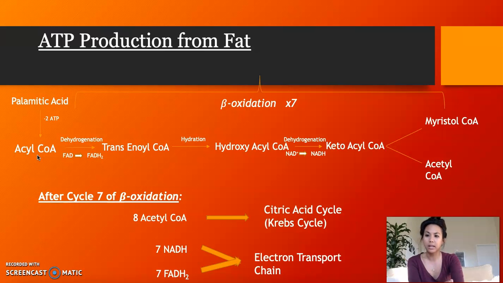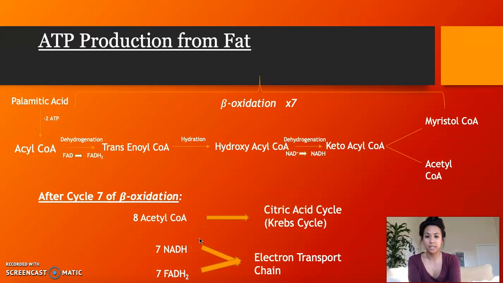Now, once that fatty acid, palmitic acid, gets converted, it goes through this cycle called beta oxidation. Now, the first stage of beta oxidation is dehydrogenation, and the product of that is FADH2 from FAD and produces trans-enoyl coenzyme A. Now, the second stage is hydration, where a water molecule is actually added, and hydroxyacyl coenzyme A is produced.